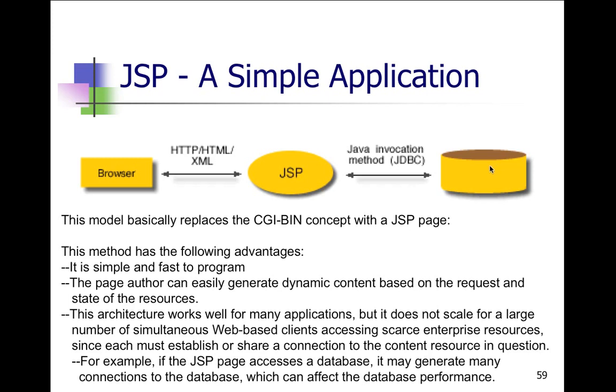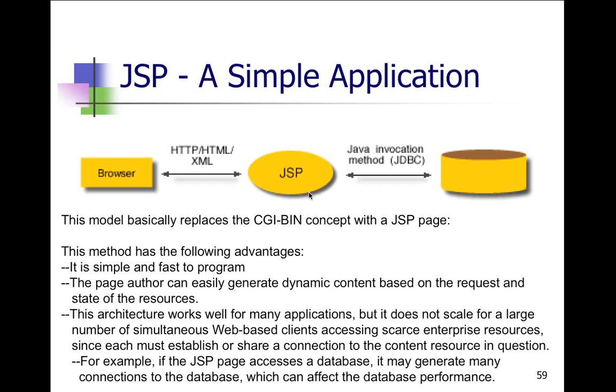So this model basically replaces CGI bin concepts with a single JSP page. In the CGI bin era, we had a browser, and this was a CGI bin over here, and it went through this gateway and ran a program out here. So now this kind of represents the bin directory, actually. It represents the gateway in a lot of different ways. So the model has the following advantages associated with it.